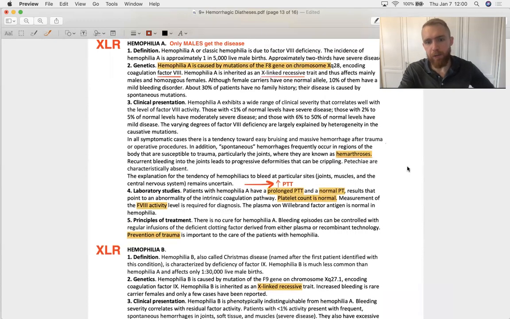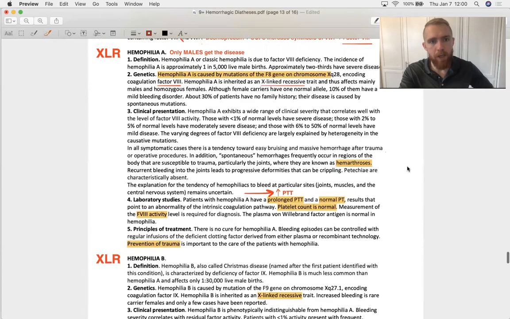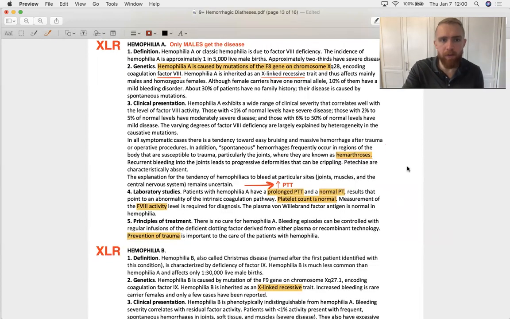How do you treat it? You need to give them factor, and you need to give them the specific factor that they're missing. So figuring out, oh, this patient doesn't have 8, or they don't have 9, or they don't have 11. That's important. Versus a patient with low platelets, you can just give them a platelet pack, and they'll be pretty good.